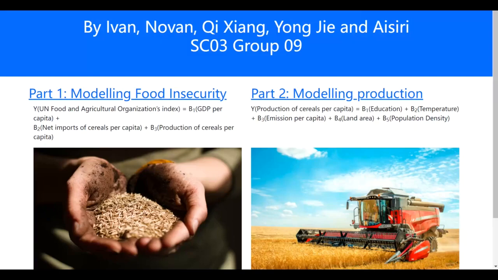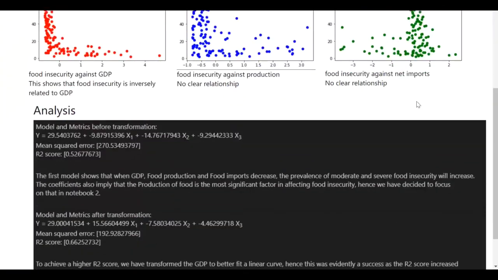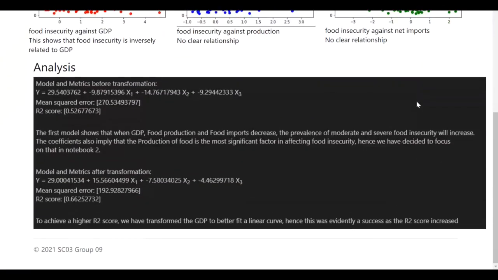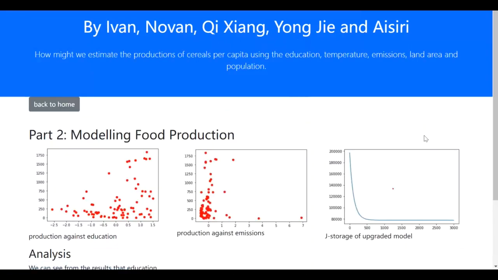Here's our group's web app about the model. There are 2 parts on the main page. Part 1, Modeling Food Insecurity. We try to find the relationship between the 3 variables and food insecurity respectively. And here's our results and analysis. Part 2, Modeling Production. This is our conclusion and analysis.